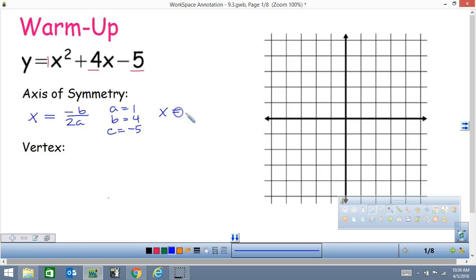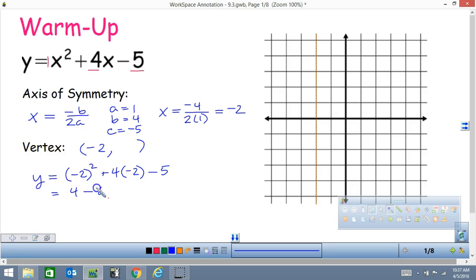So here x equals the opposite of 4 over 2 times 1, so that is negative 2. I'm going to graph my axis of symmetry. So the vertex sits on that line. Now I want to find the vertex. The x-coordinate is negative 2, and I need to find the y-coordinate. So I plug negative 2 in for x into my original equation: negative 2 squared, plus 4 times negative 2, minus 5. That is 4 minus 8 minus 5, that is negative 9. So the vertex is negative 2, negative 9.